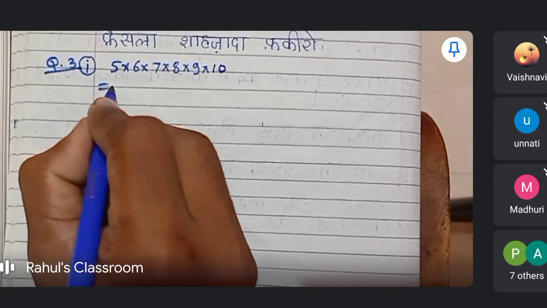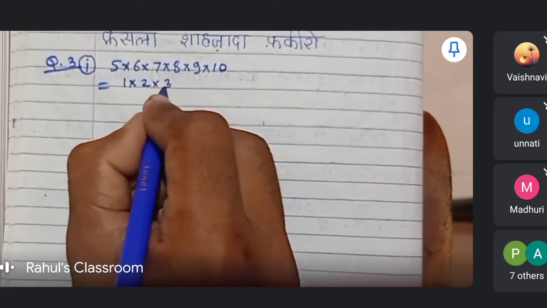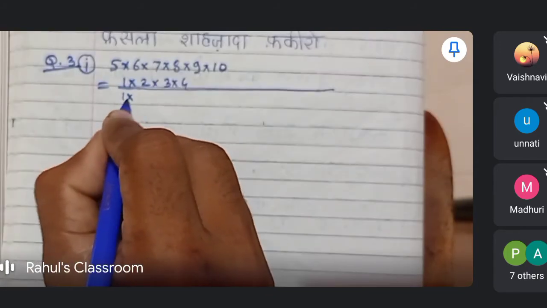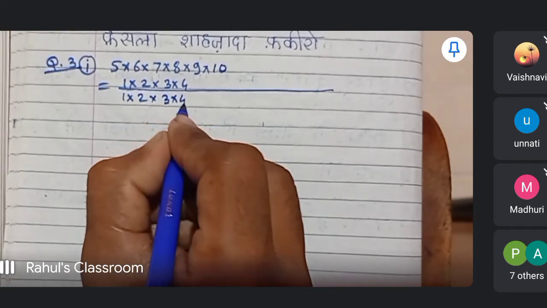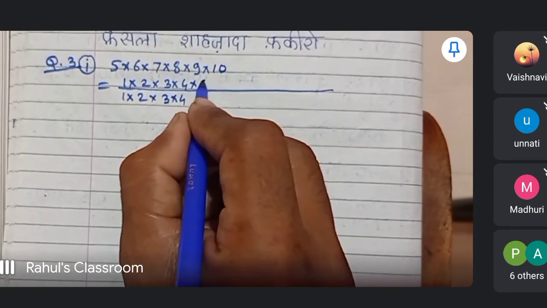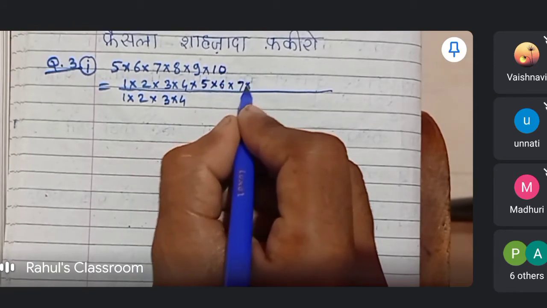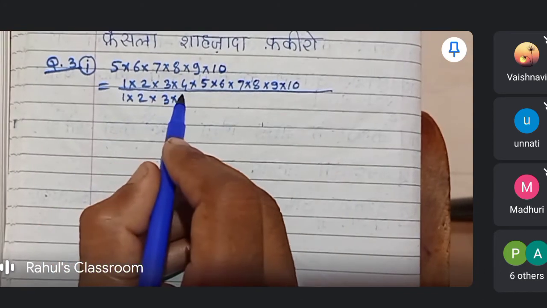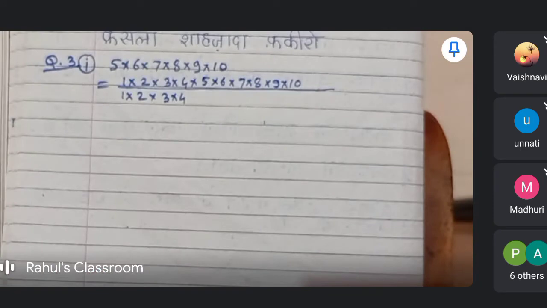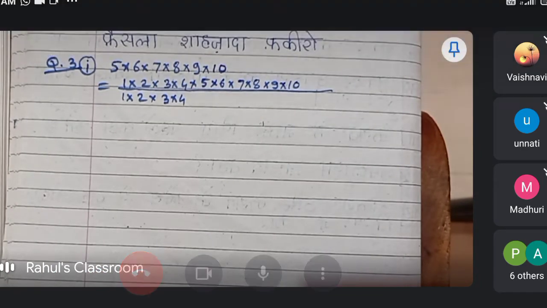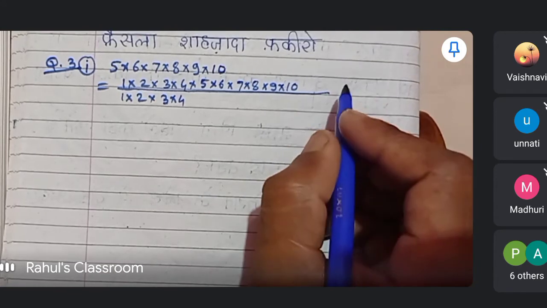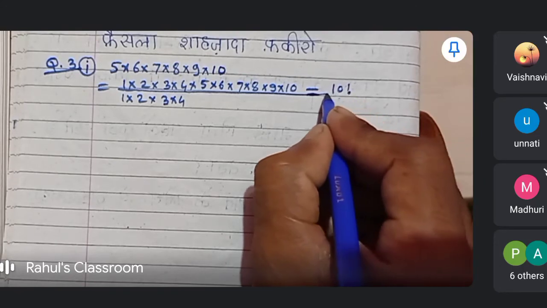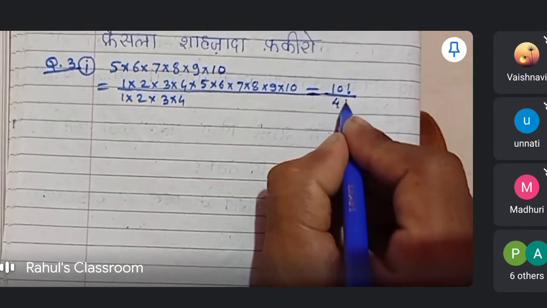So here we multiply 1 into 2 into 3 into 4, and also divide. And the remaining terms we write in the numerator as they are: 5 into 6 into 7 into 8 into 9 into 10. The numerator becomes 10 factorial, divided by the denominator, which becomes 4 factorial.